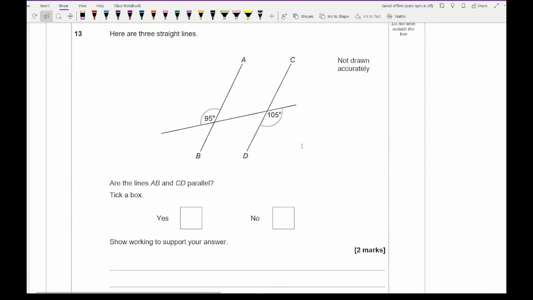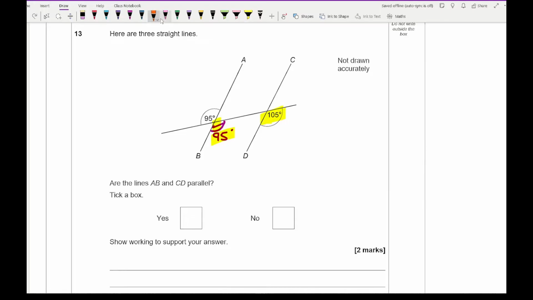Are AB and CD parallel? Tick a box to see which answer is correct. So again, what we can do is, opposite angles are the same, so this angle here is going to be 95. Now, if AB and CD are parallel, then these two angles here need to be the same, which as you can see, they are not.